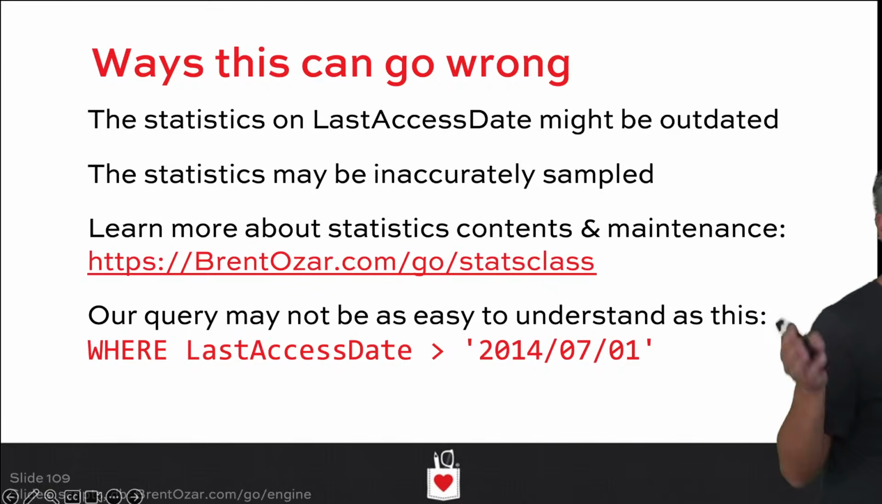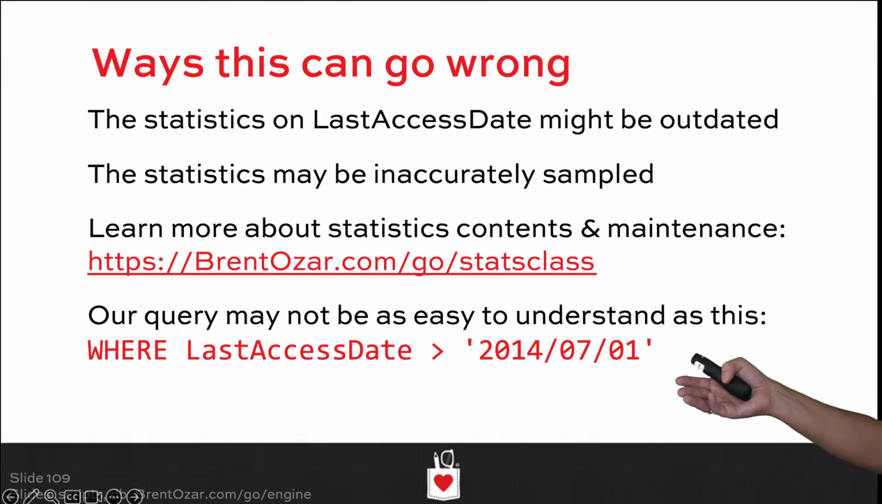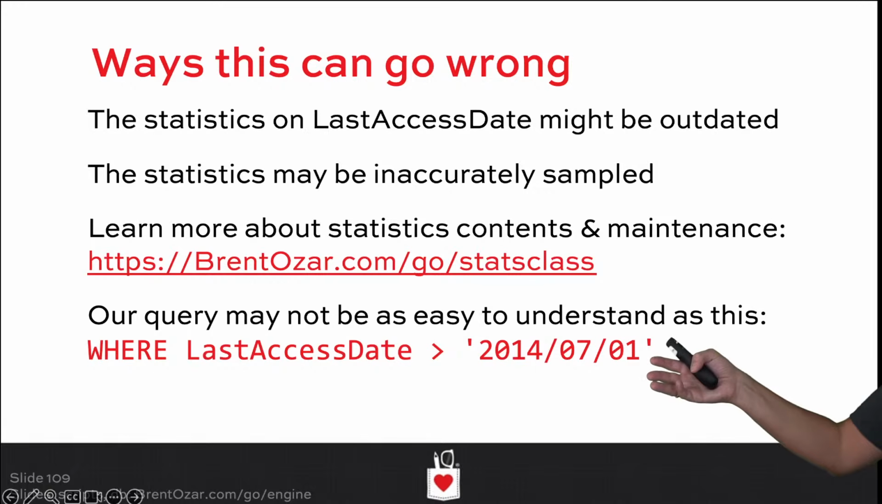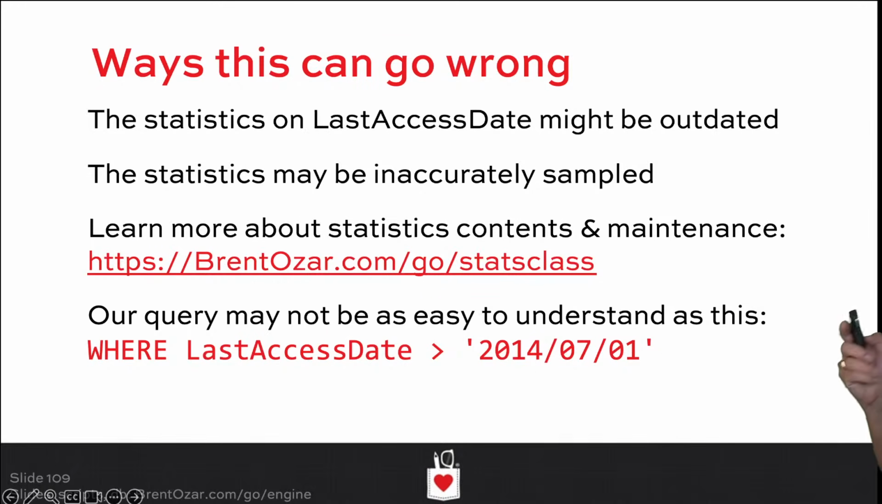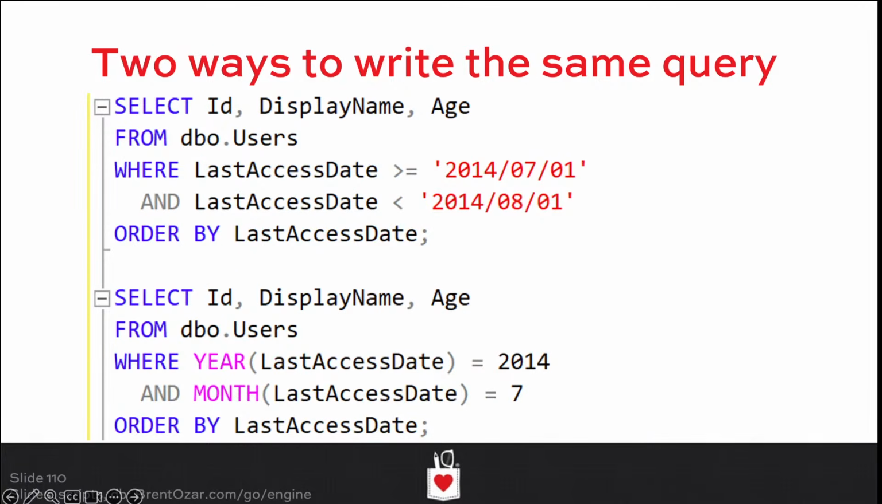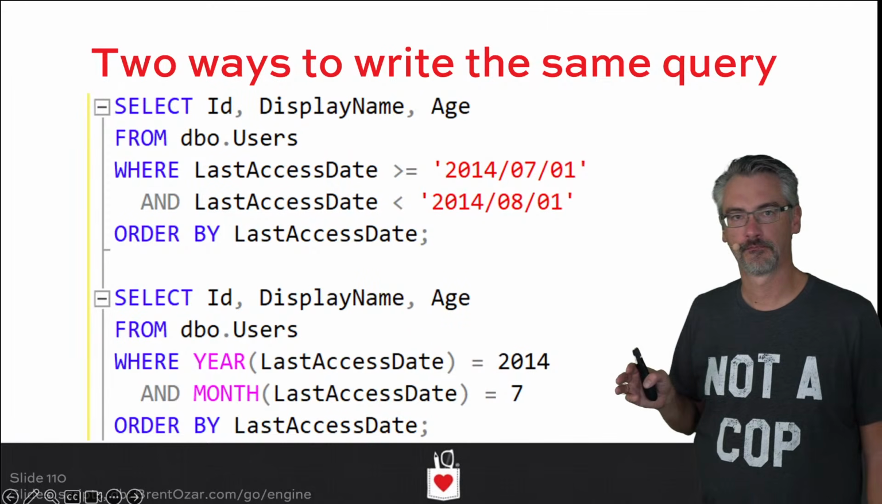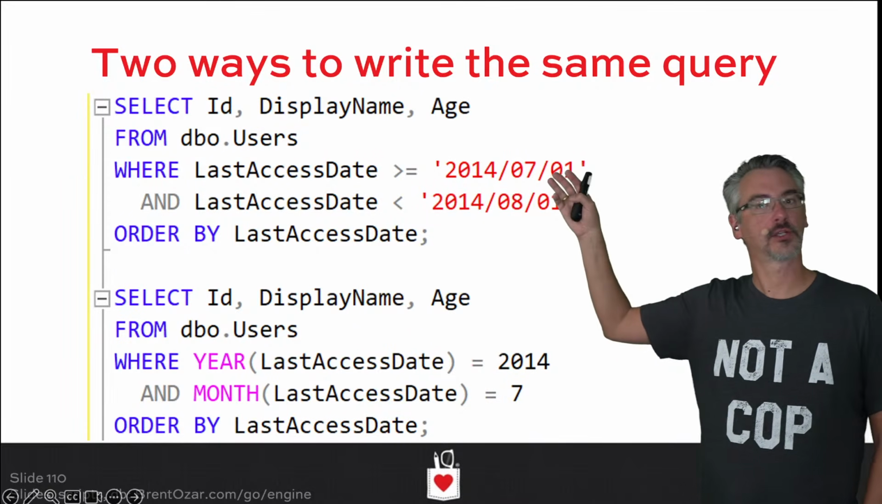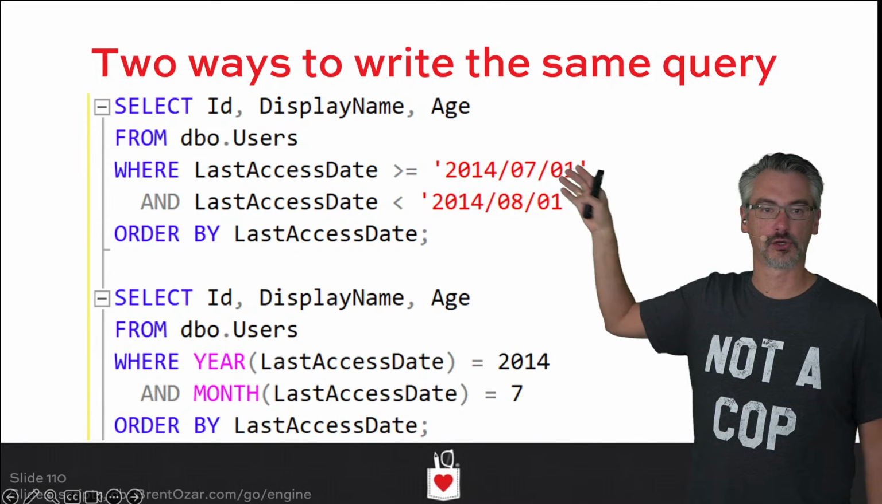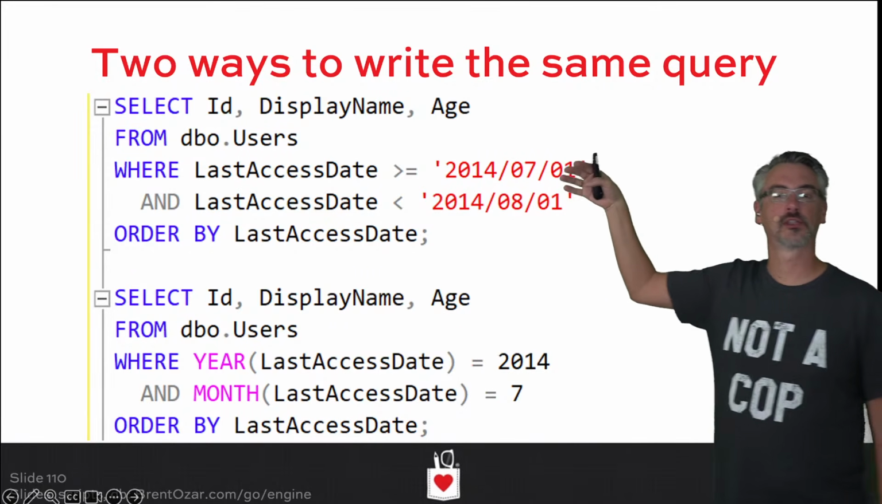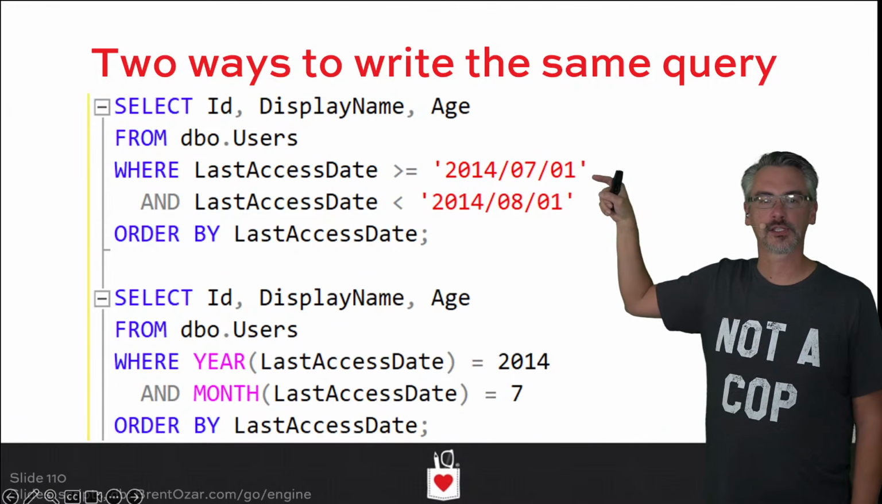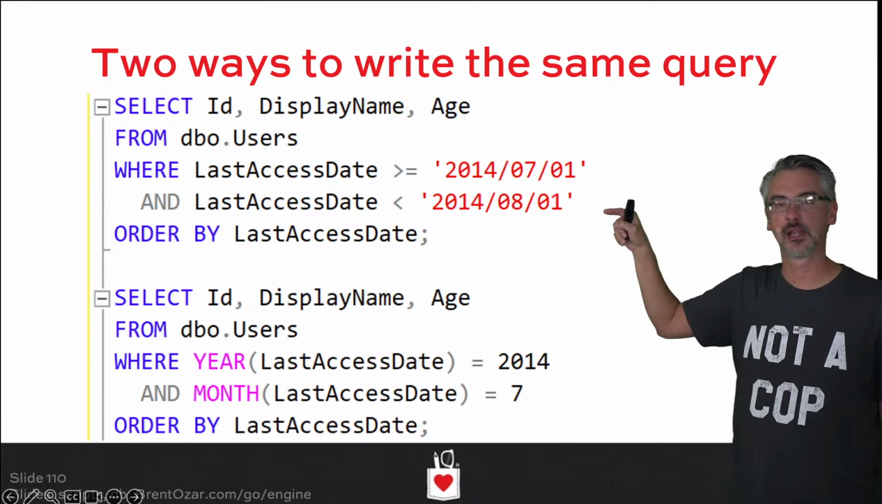Out in the real world, your queries may not be this easy to understand. Here, this is extremely easy to understand. Here are two ways to write what are the same query. You've had a lot to drink already, and it's early, but you can understand this. Last access date greater than July the 1st of 2014 and less than the next month.